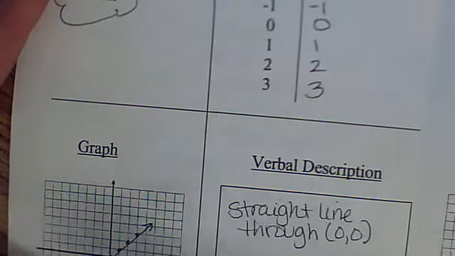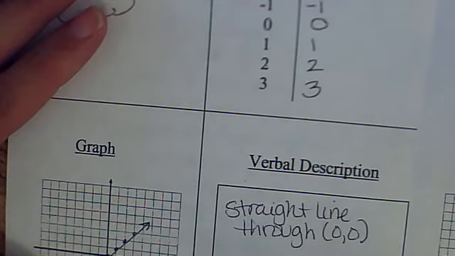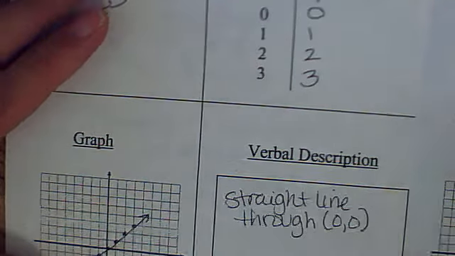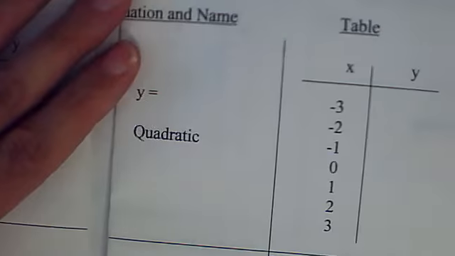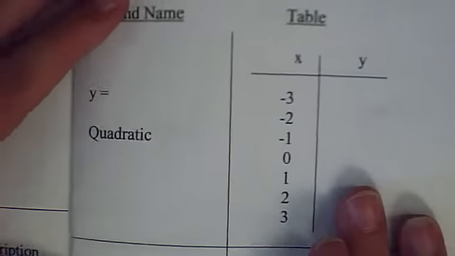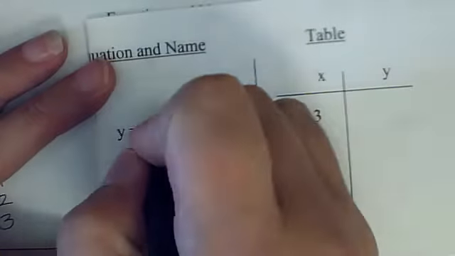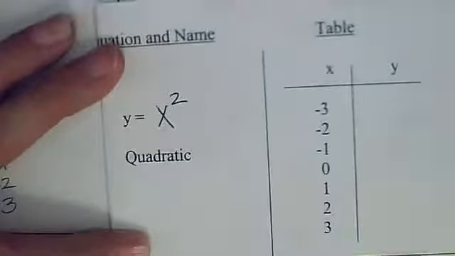So linear parent function is y equals x. The graph is a straight line through the origin. Domain is all real numbers. Range is all real numbers. Intercept is 0, 0. No asymptotes. The next parent function is the quadratic. The quadratic parent function is y equals x squared.